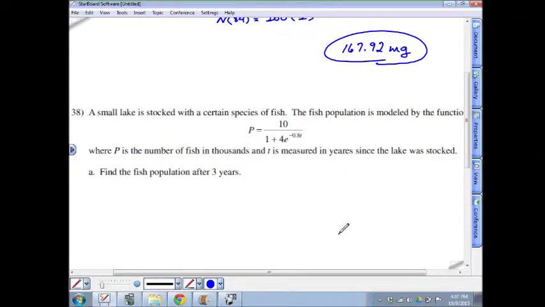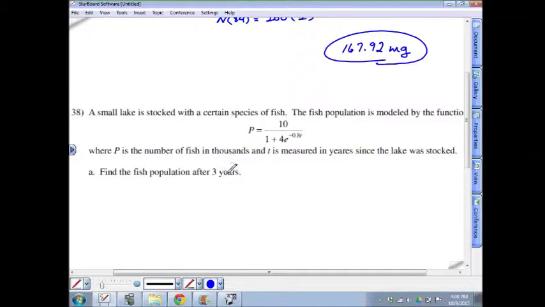Okay, number 38. A question like this would have come from section 4.5. It's just an application of exponential equations. So we've got this model that models the population of a fish in the lake, the number of fish. So part A is really not too difficult of a problem. Find the fish population after 3 years. So the model's already created for us. All we've got to do is use the model.